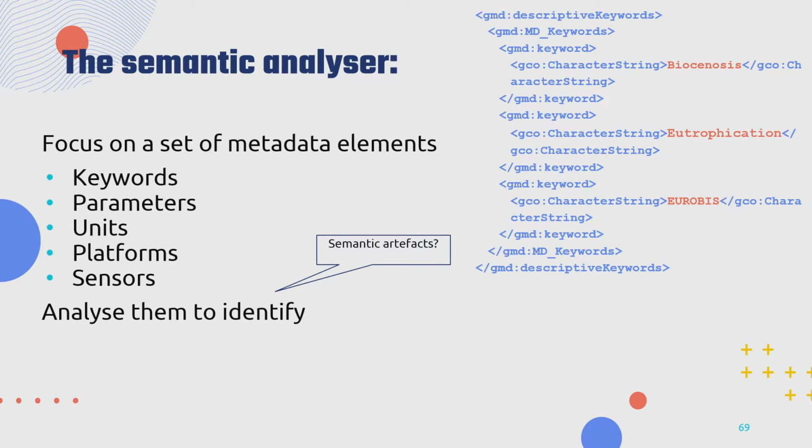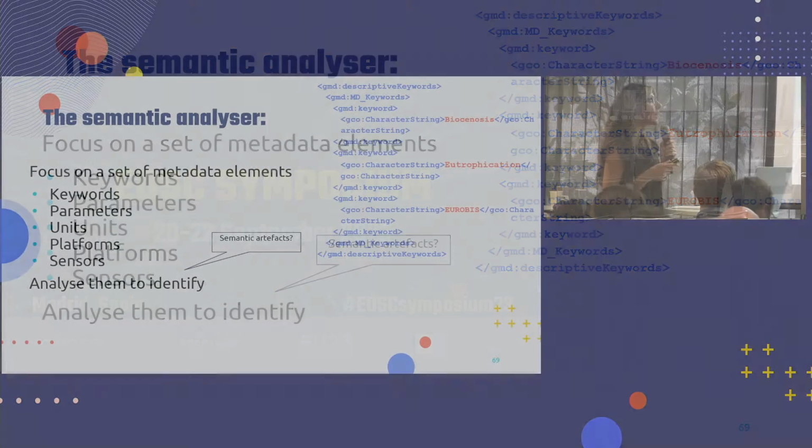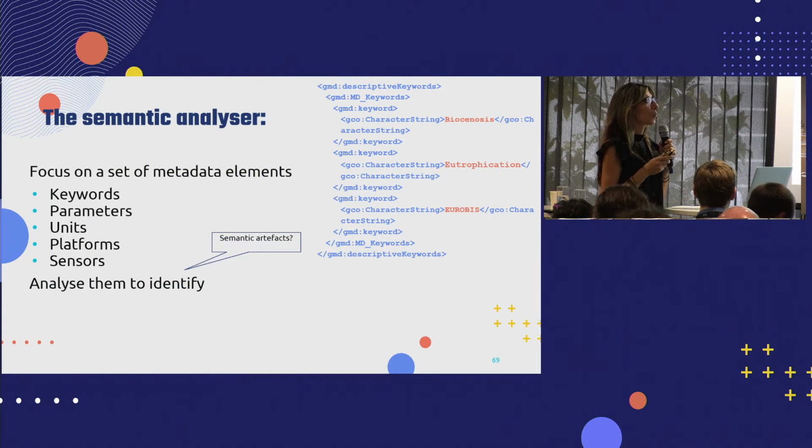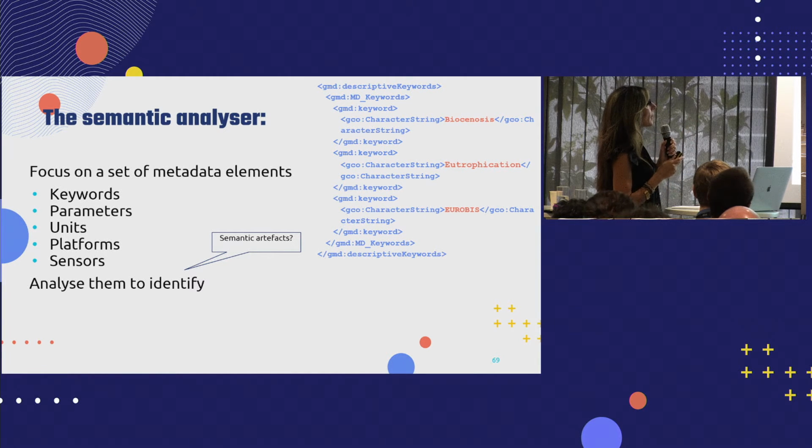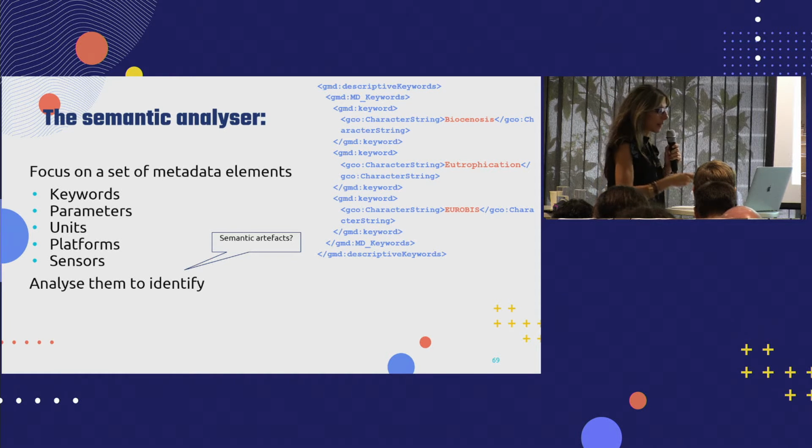So the work that we have to do to identify semantics in XML documents that have XML snippets like this is quite daunting, and that's why we decided to develop the semantic analyzer that focuses on a set of metadata elements. Currently we are focusing on keywords, parameters, units, platforms, and sensors, and analyze these strings to see if they are actually semantic artifacts or they're just strings.